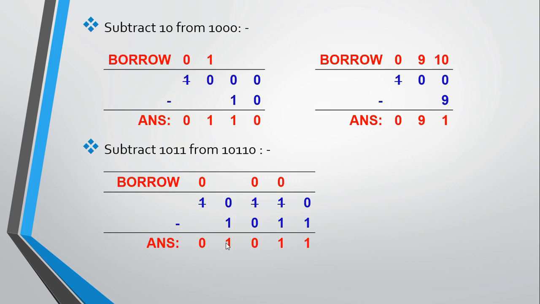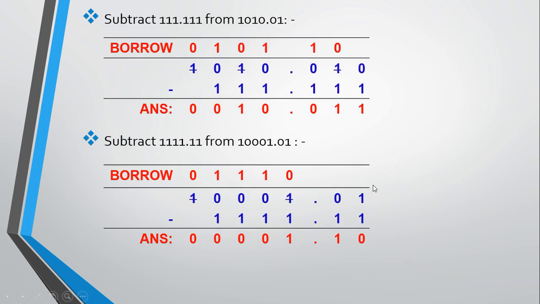Now see, let us consider the next two examples which are based on floating point numbers. In the first case, after the point there are three numbers, and over here after the point there are two numbers only. So what you need to do, you need to insert 0 over here.